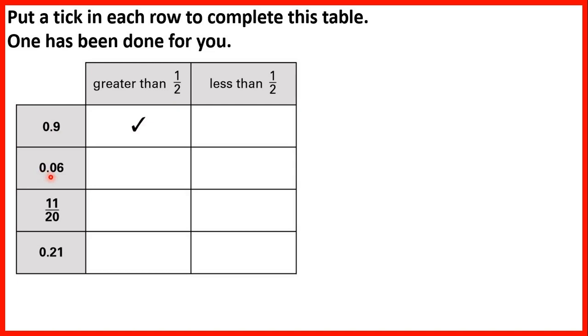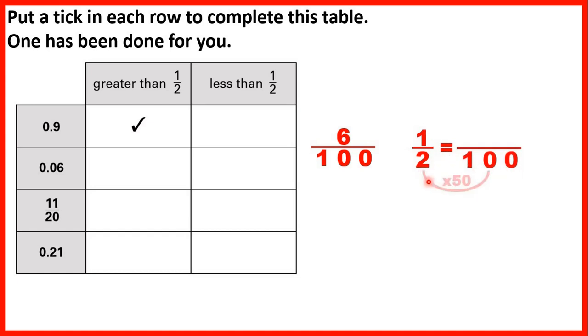Now we have 0.06. So we need to remember that the second digit after the decimal point is our hundredths digit. So here we have 6/100ths. Now we need to compare that to 1/2. So we need to think 1/2 is the same as how many hundredths? Well, we can find an equivalent fraction, and 1/2 is the same as 50/100ths. So because 6/100ths is less than 50/100ths, that's less than 1/2.